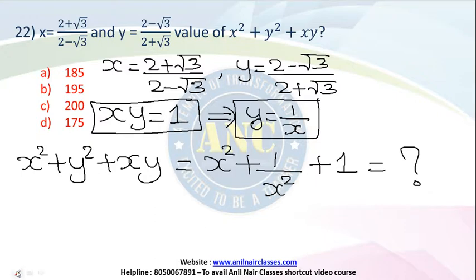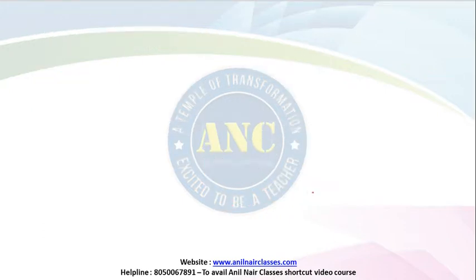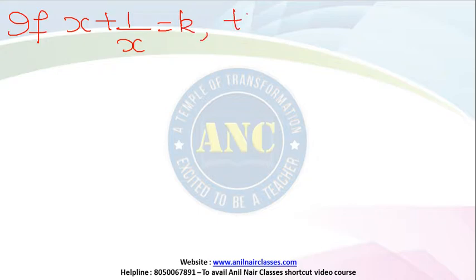Now think a little logically, sir. A little logical thinking will give you the answer so fast. x square plus 1 by x square is what I require, right? That is what I need. Now x square plus 1 by x square can be easily calculated if I know the x plus 1 by x value. We know the property saying that if x plus 1 by x is equal to k, then x square plus 1 by x square is not at all a difficult task to find. It is nothing but k square minus 2.